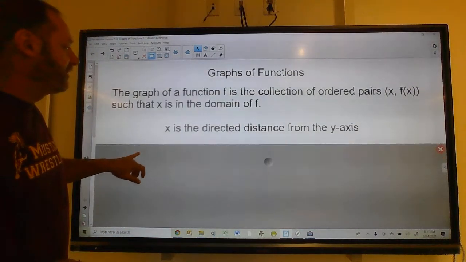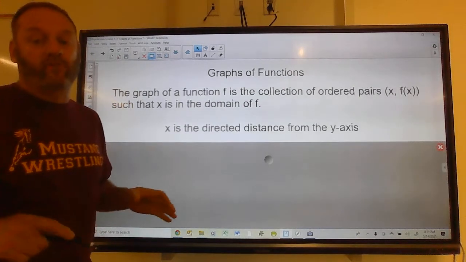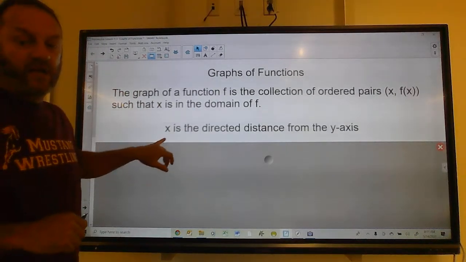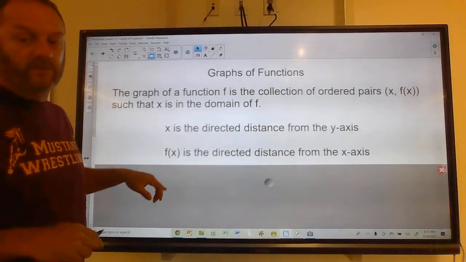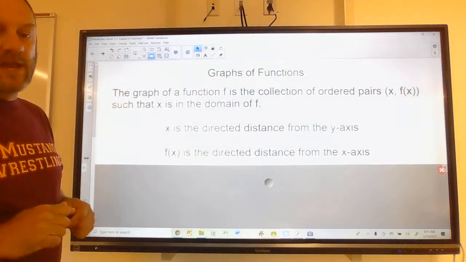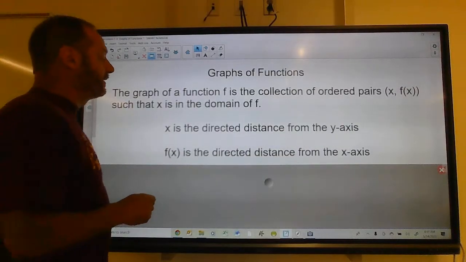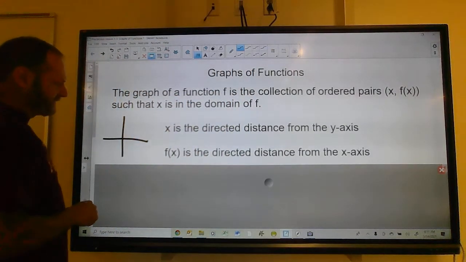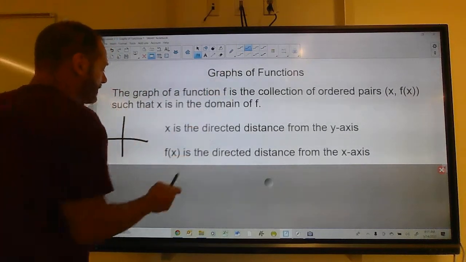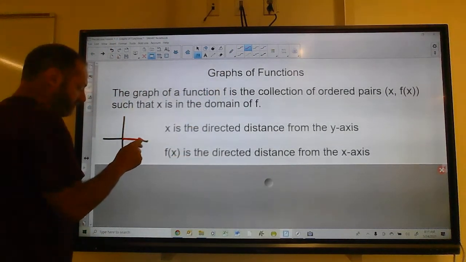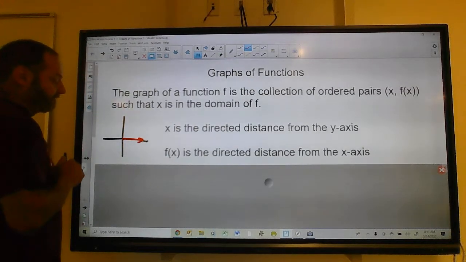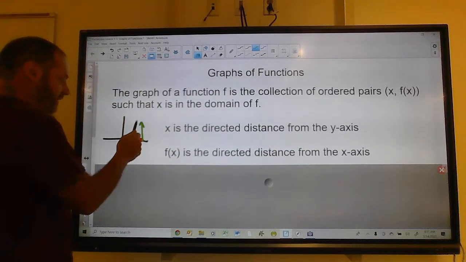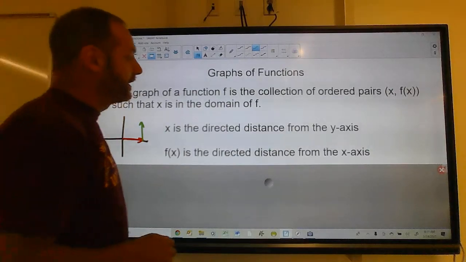The graph of a function f is the collection of ordered pairs (x, f of x) such that x is in the domain of f, x is the directed distance from the y-axis, and f of x is the directed distance from the x-axis. I think I said that wrong. x is just your distance away in this direction, or this direction if it's negative, and f of x is the distance either up or down. Okay?